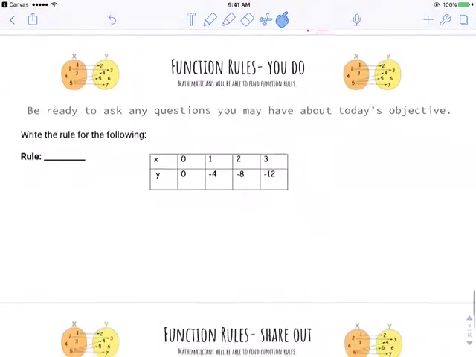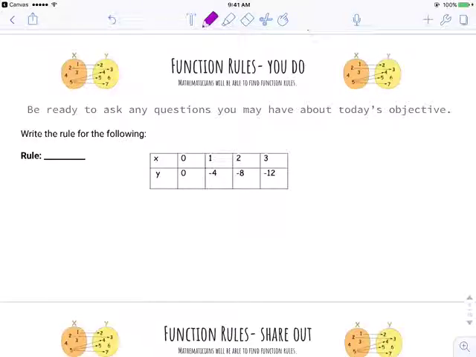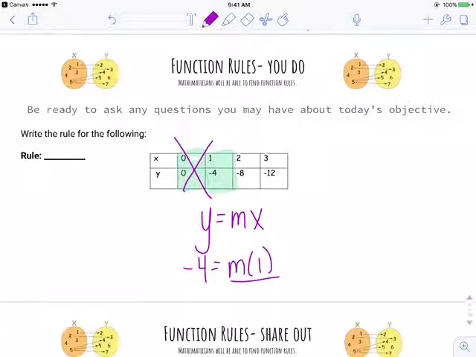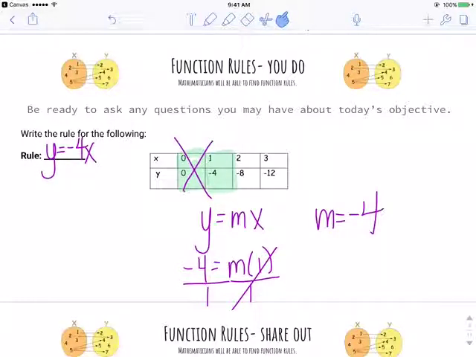And then if I go to the last slide, I cannot use the first box because it is 0, 0. It will not work. So I have to go to the second box. y equals mx. y is -4. x is 1. Divide by 1 on both sides, and m is equal to -4. But that could already be shown because of that 1 in the x. I automatically know m is going to equal -4 if it's the y. So y equals -4x.